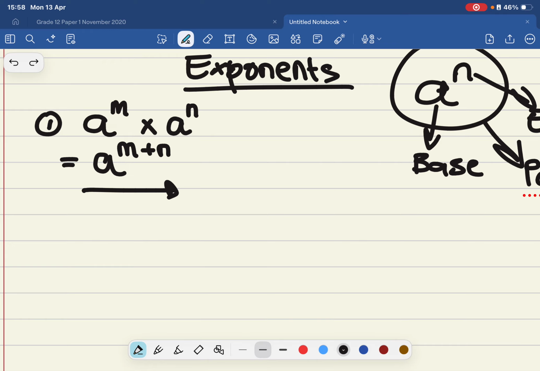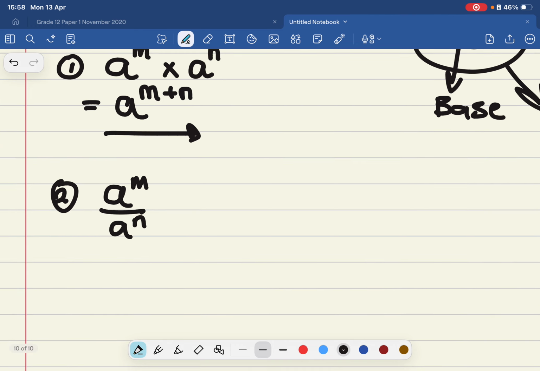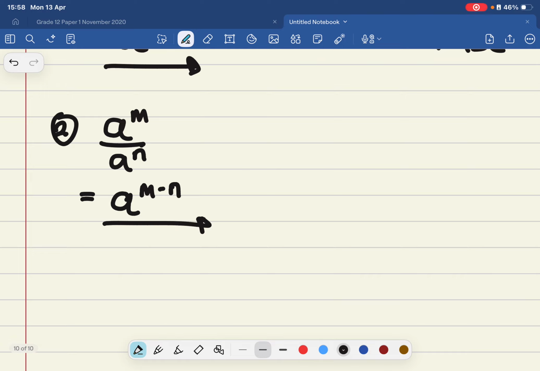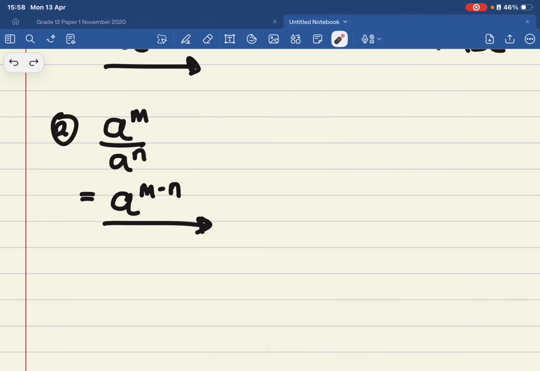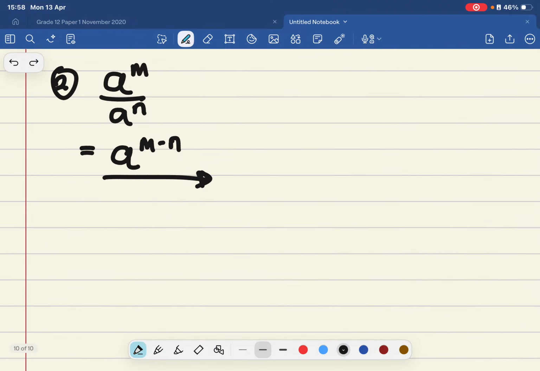That's the first law. Then the second one says when you are dividing powers with the same base, again you keep the base, but now you subtract the exponents. You can see that the base is the same. So you keep your base and you subtract the exponents. Then we move on to law number 3.